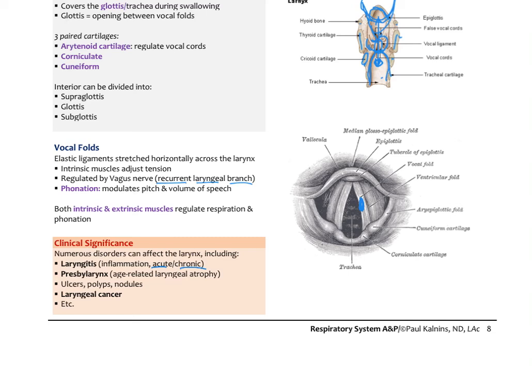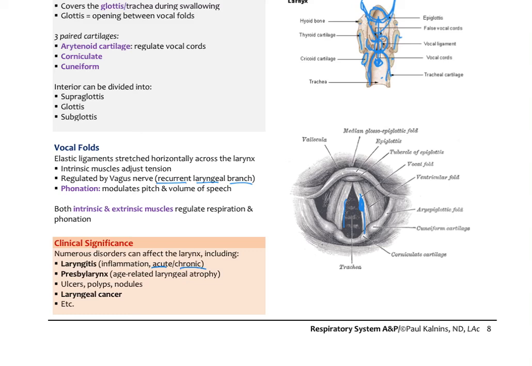The otolaryngologist, the ENT doctor, can actually put a mirror in the back of the oropharynx that can look down, and you can actually see the larynx, and you can see if there are any polyps or any scar or inflammation going on there.